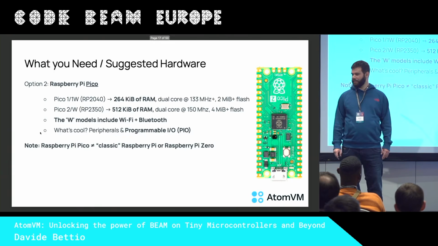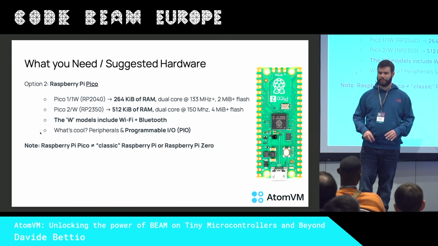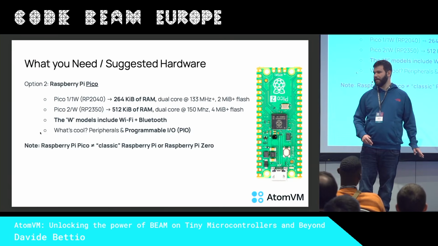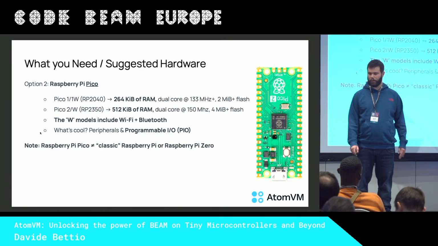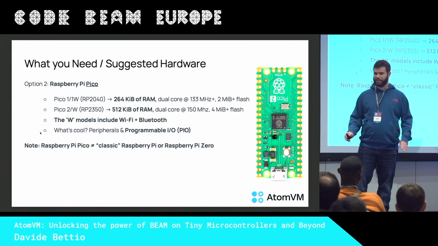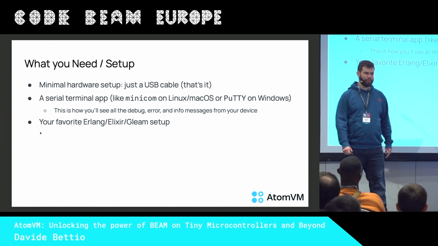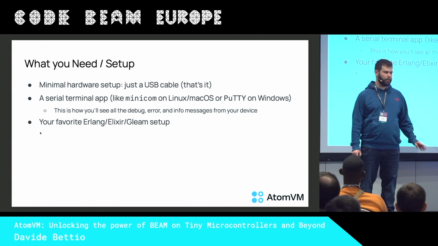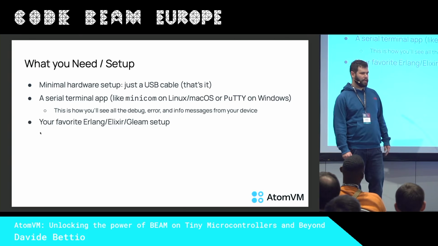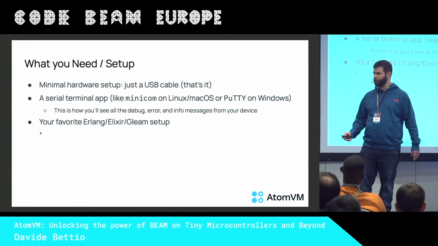The other option is the Raspberry Pi Pico, the limited version of the Raspberry Pi. It has fewer resources and less memory, but still it is super powerful. It also has something called programmable I/O, which is kind of an engine for making some very clever tricks with I/Os. As soon as you get your hardware, you need to make some basic setup. But it's super basic, because you just need a USB cable, serial monitor software such as Minicom, and mostly your usual development setup. You don't need anything special, actually.